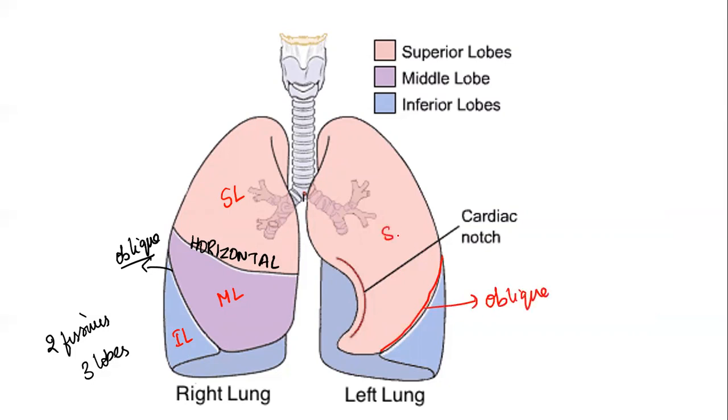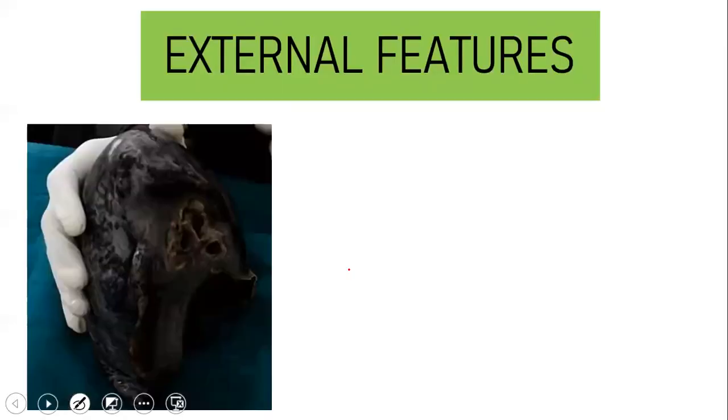And I've got just a superior lobe and an inferior lobe. So the left lung does not contain any middle lobe because of the absence of what? A horizontal fissure. So I've got 3 lobes, 2 fissures in the right lung, 1 fissure, 2 lobes in the left lung. Very simple. Now talking about external features.